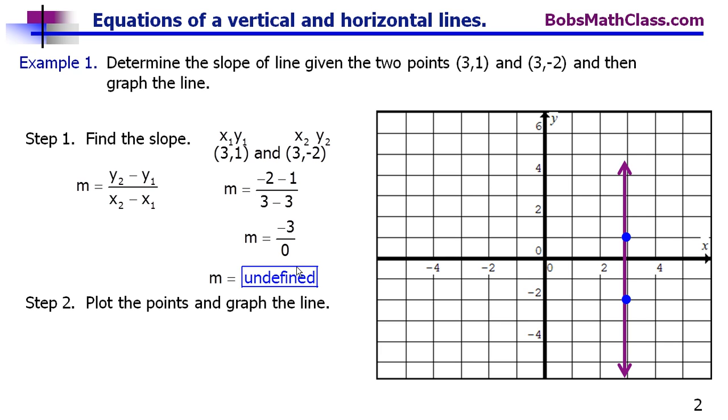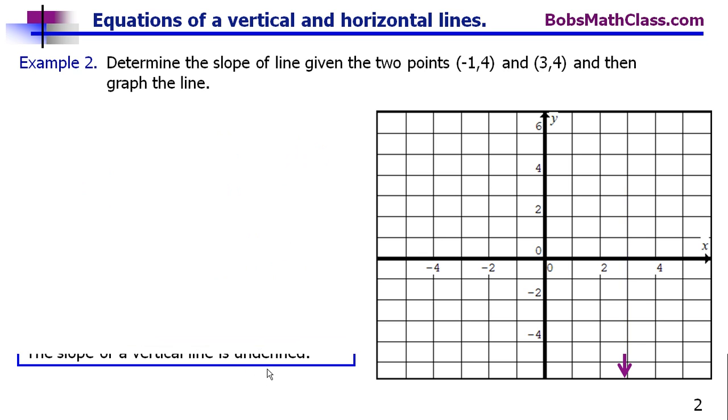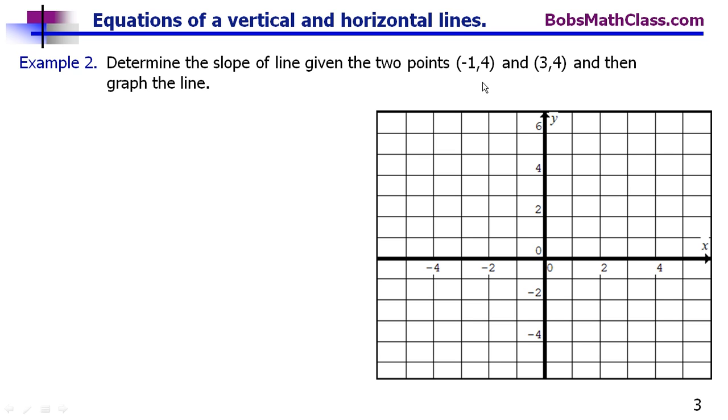Okay, so that goes back to the previous slide, that the slope of a vertical line is undefined. Let's go on to the next problem. -1, 4, and 3, 4. Determine the slope. So that's our first step. And you want to pause the video and go ahead and work it out to find the slope.